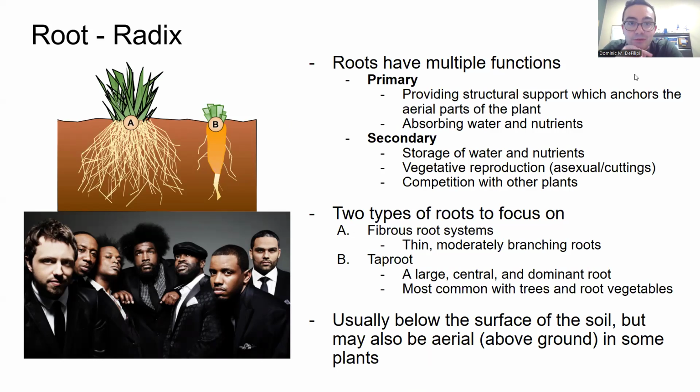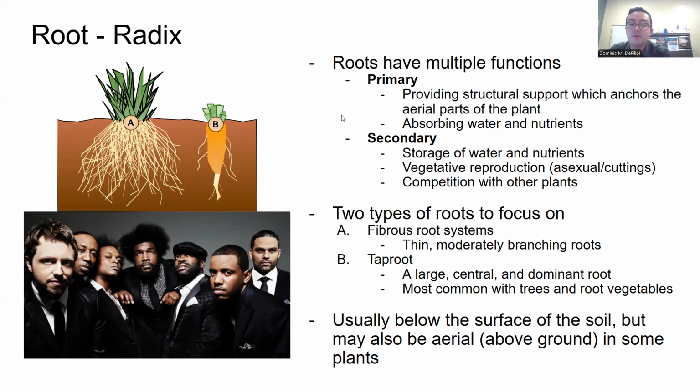Anyway, roots have multiple functions. Their primary function, of course, we would think of is providing structural support, which anchors the aerial parts of the plant. So it goes without saying that you need a strong root system in order for a plant to grow tall and not flop over.